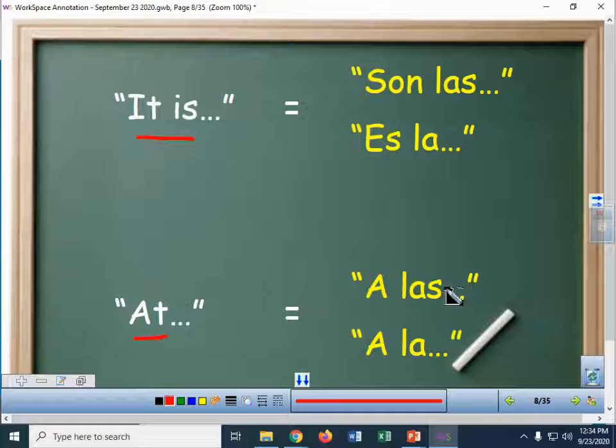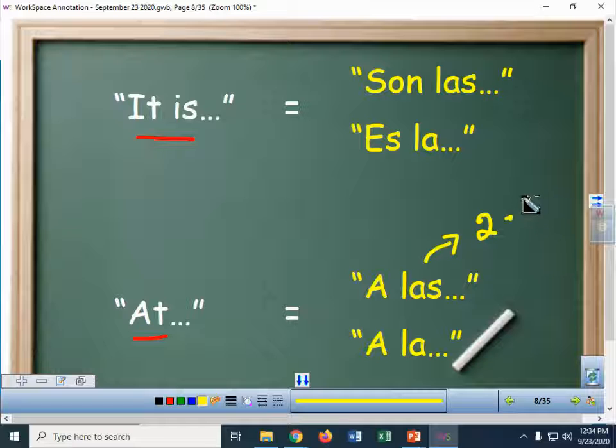At is a las y a la. So if you had to guess, when do you think I use a las? Same concept as it is, from 2 to 12. And when do I use a la? When it's 1.